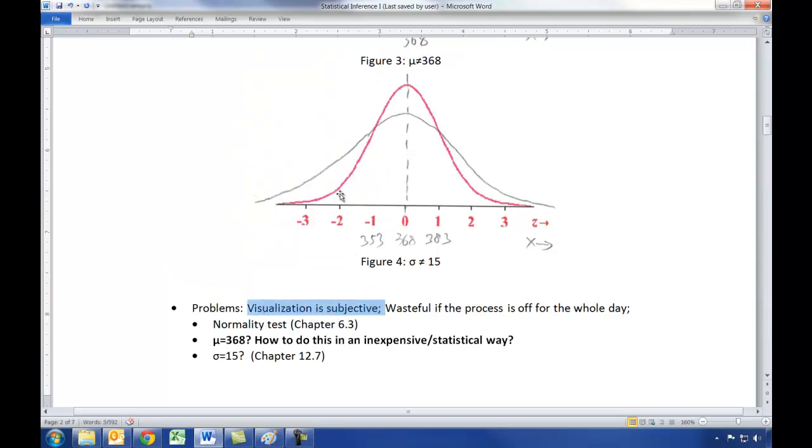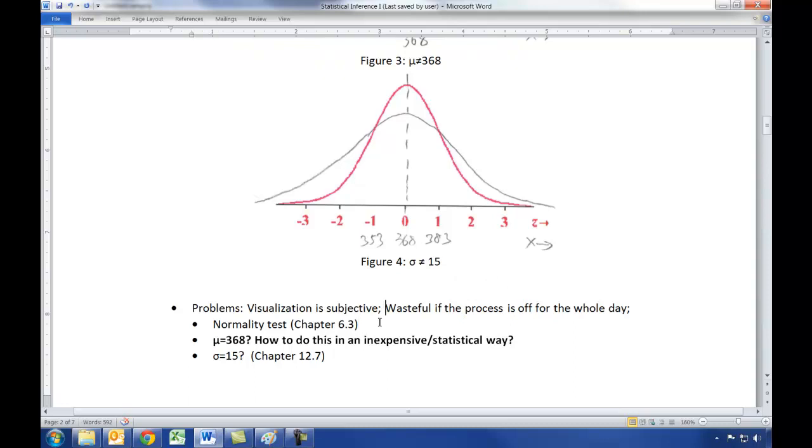Another problem of this kind of testing procedure is it requires a huge amount of boxes being measured. So it is likely that you will find out at the end of the day that the process is off from the very morning. So you would end up with a huge amount of waste.